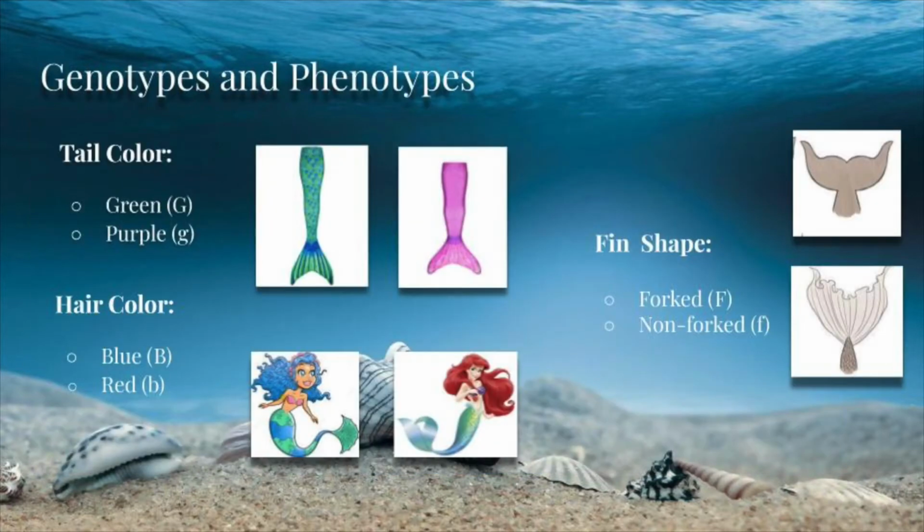We will be working with 3 loci: tail color, hair color, and fin shape, the dominant alleles being green tails, blue hair, and forked fins, and the recessive alleles being purple tails, red hair, and non-forked fins.